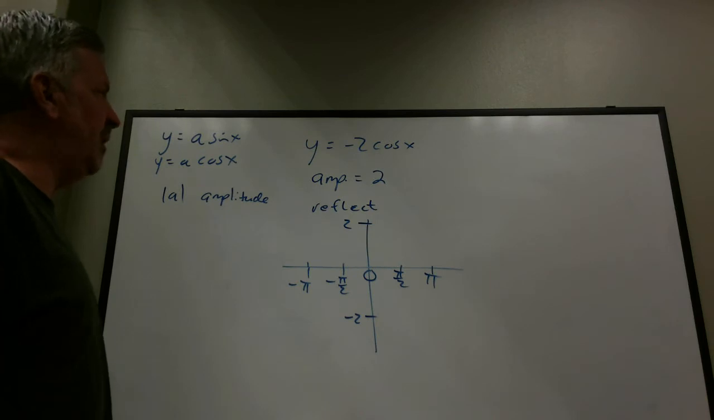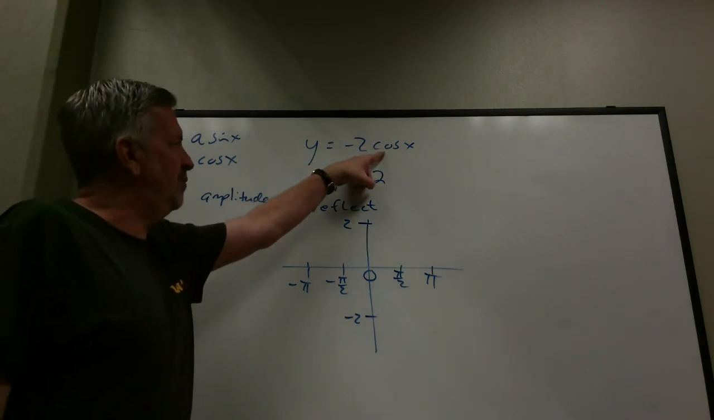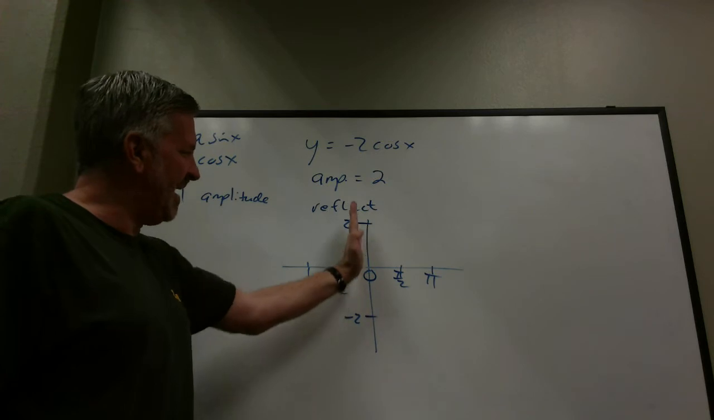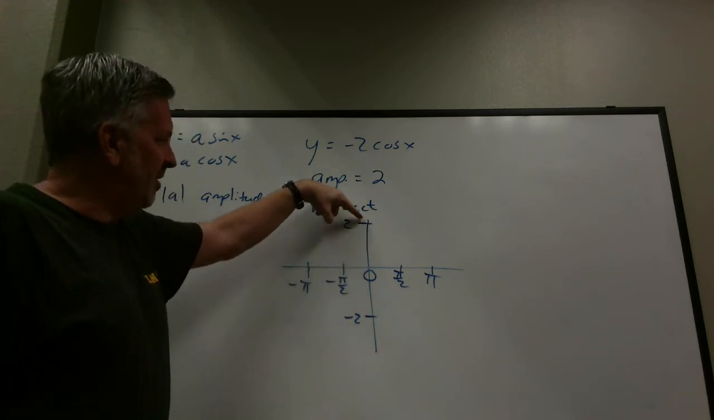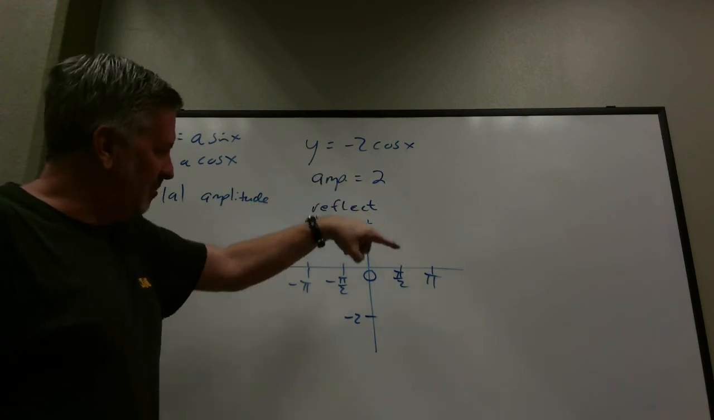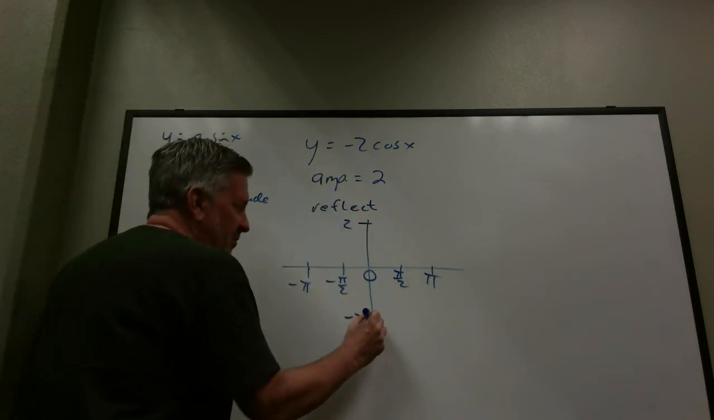And then I usually ask, what does the original cosine graph do on the y-axis? On the y-axis, the original cosine graph we saw crossed at 0, 1. We changed the amplitude to 2, and then we reflected. So that point is going to be right here.